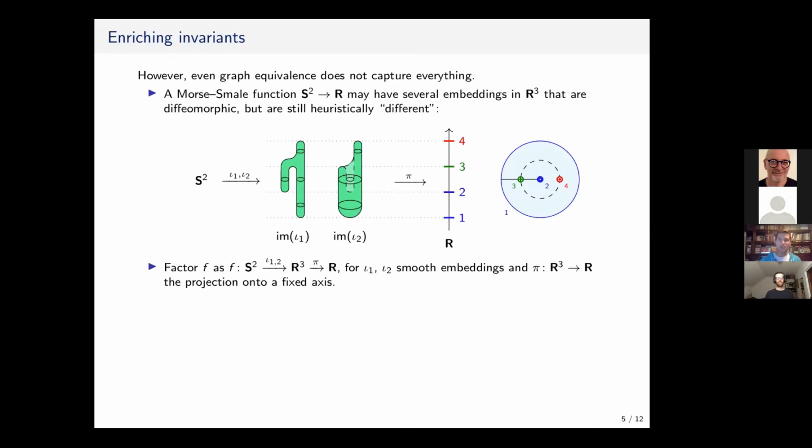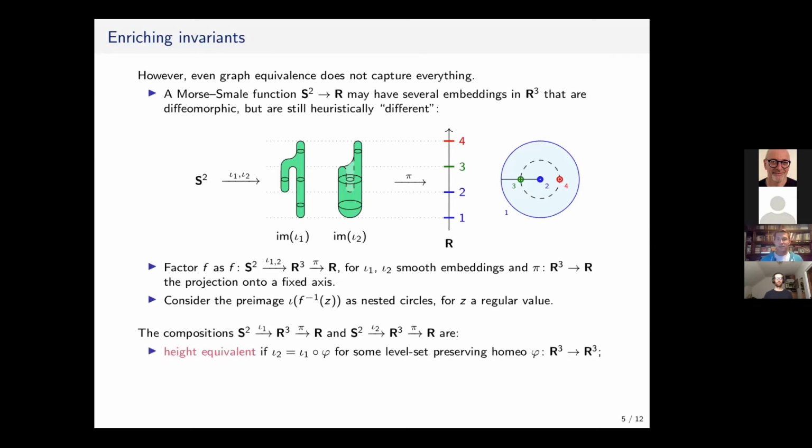As I mentioned, we factor this function in two different ways. Keep in mind that when we factor it in two different ways, it's still the same Morse Smale function, so the image on the real line is still going to be the same, but there are two different embeddings, two different factorizations of this function through R3. A bit later I'm going to consider the preimage of iota of f inverse of z as nested circles, and then we can talk about some equivalences in this context.